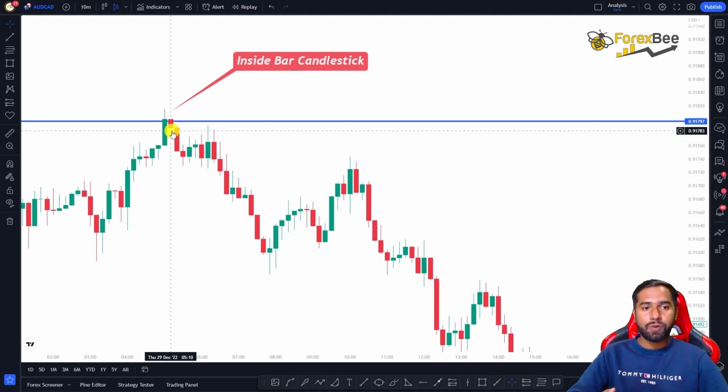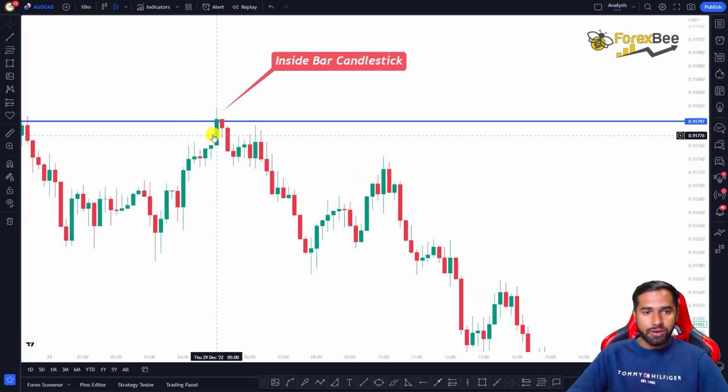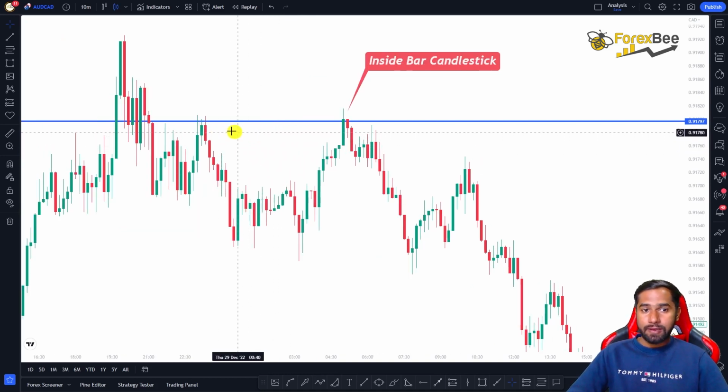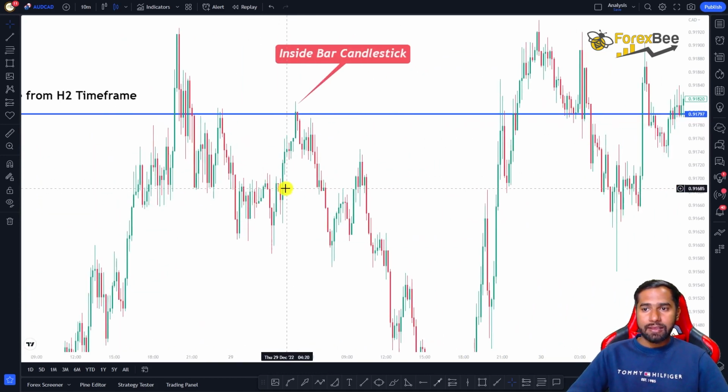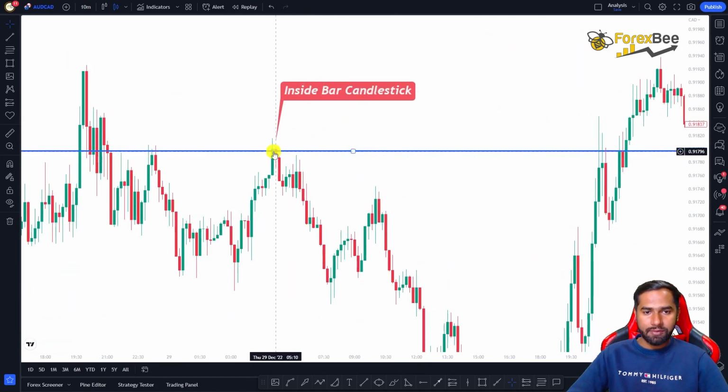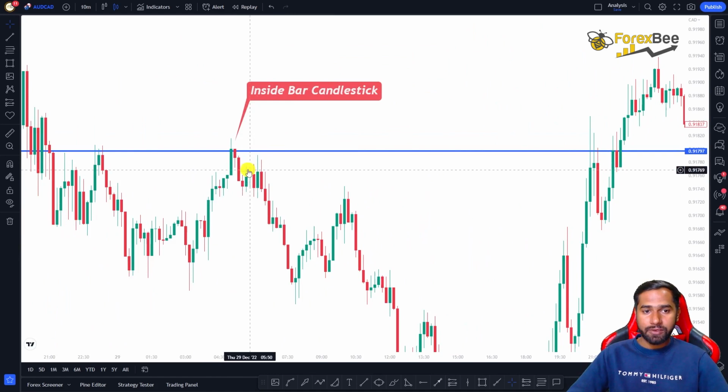So whenever there is formation of an inside bar, buyers and sellers are kind of struggling to take control. But with the breakout of the next candle, we can see that finally sellers were able to take control of the market, and after the formation of this big bearish candle, the sellers have the momentum at the end. So now what we see here is that there's this SR flip level, and also at this same level we have the formation of an inside bar.